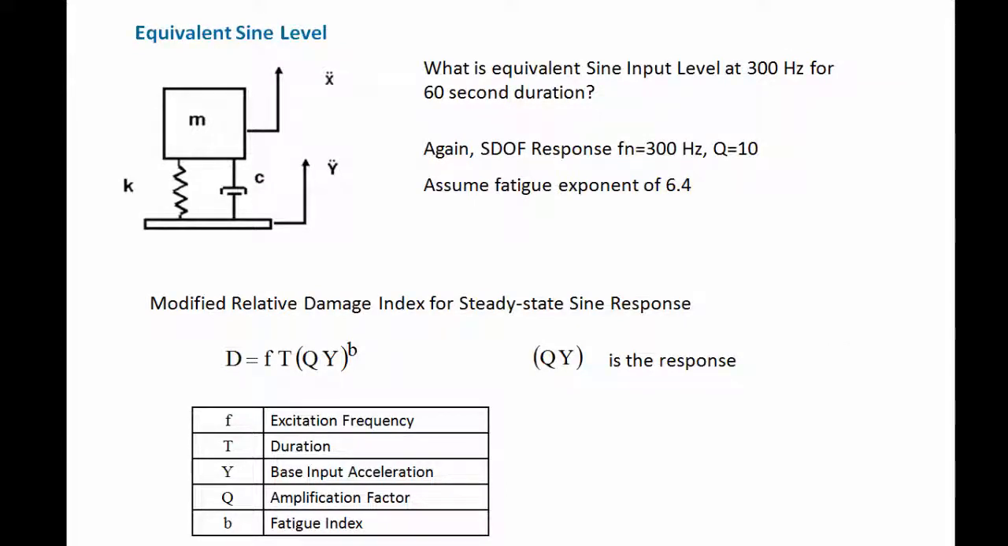Now, the whole purpose of this exercise is, once we get that damage from our random vibration, we want to come up with an equivalent sine level. This will be an equivalent sine level where the sinusoidal frequency is at 300 hertz, which is the natural frequency of our spring mass oscillator. And we're going to be consistent, so Q is equal to 10, the amplification factor, equivalent to 5% damping. The fatigue exponent, it's important to be consistent here as well, is 6.4.